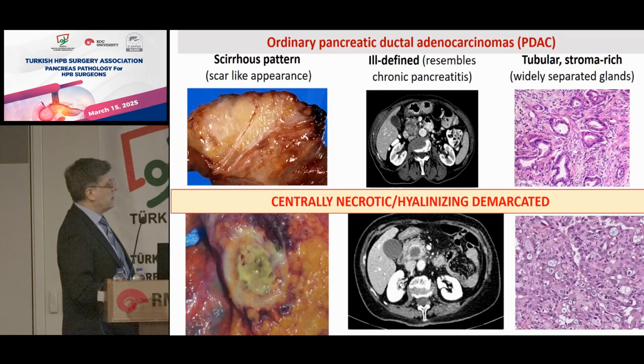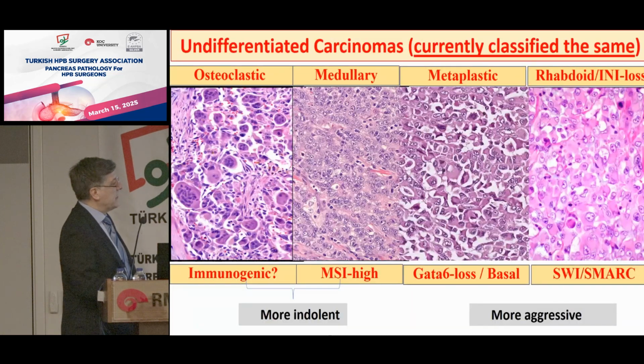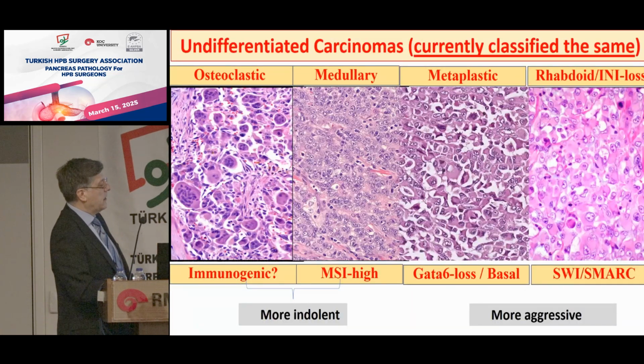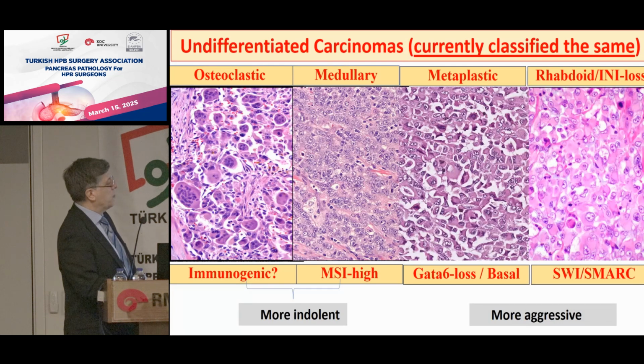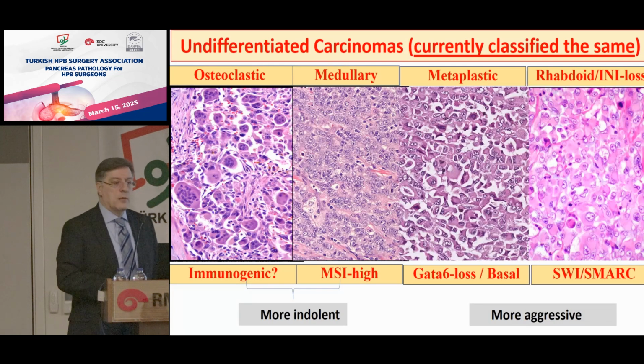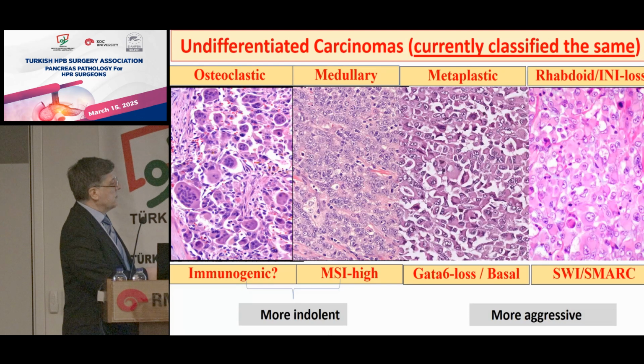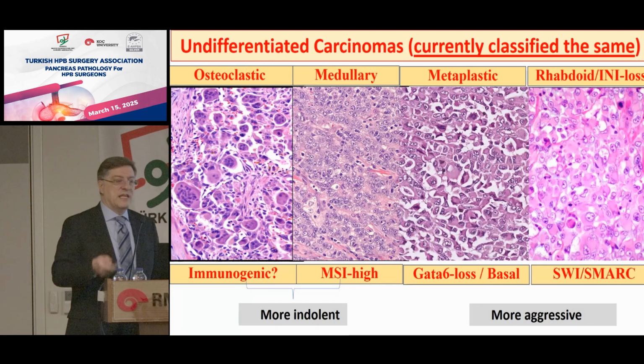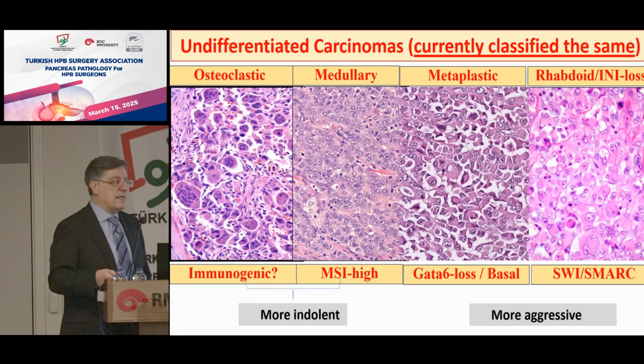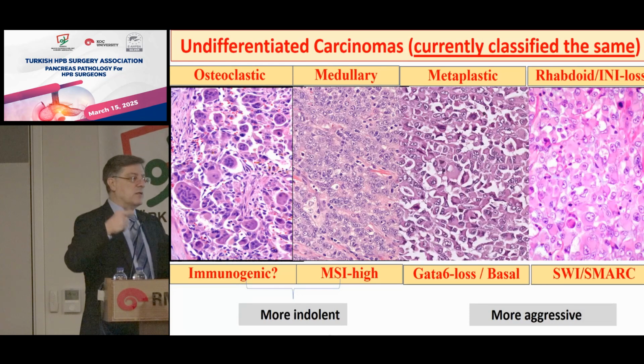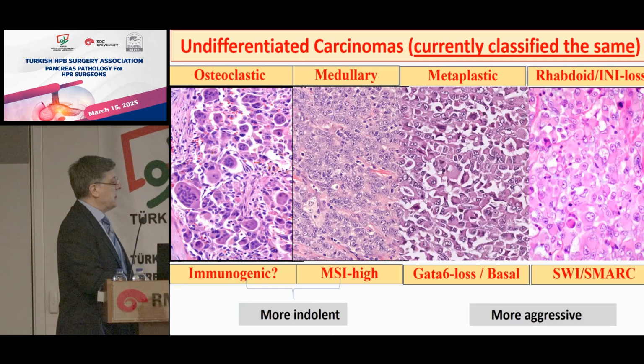We call them centrally necrotic hyalinizing demarcated cancers. Actually, they are metaplastic in their lineage, basal-like. They have the GATA6 loss. I don't want to bore you with some of the molecular details, but the important thing to keep in mind in your daily practice: if you see a nasty PDAC, but it is demarcated with central necrosis, you may be dealing with this group.